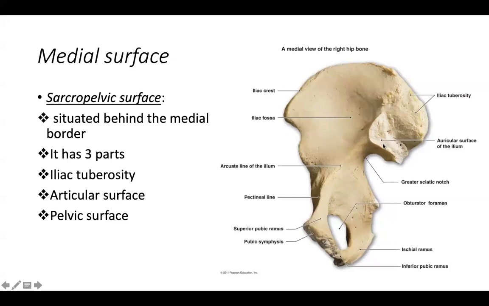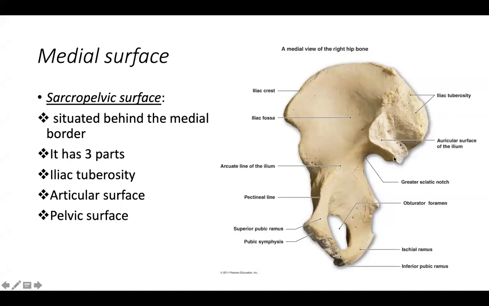This surface is the articular surface. Now, this articular surface, what does it do? Articular means what? Articulation. With what? Attachment. Sacrum. Very good. This articular surface is situated antero-inferior to? Iliac tuberosity. It is present antero-inferior to the iliac tuberosity.